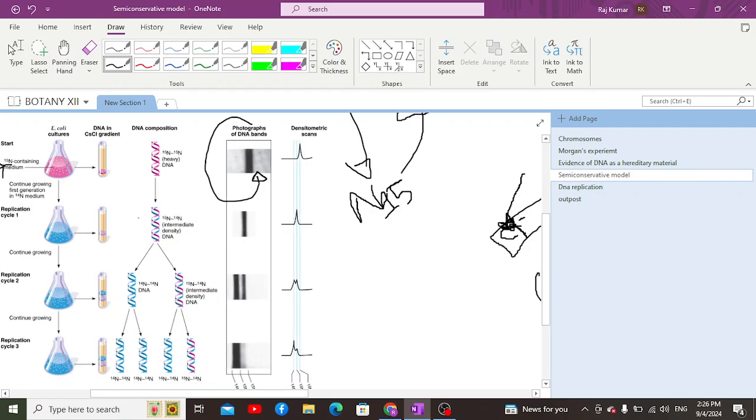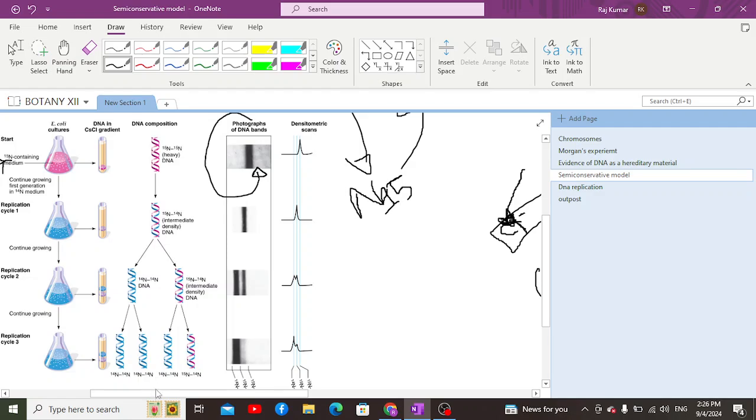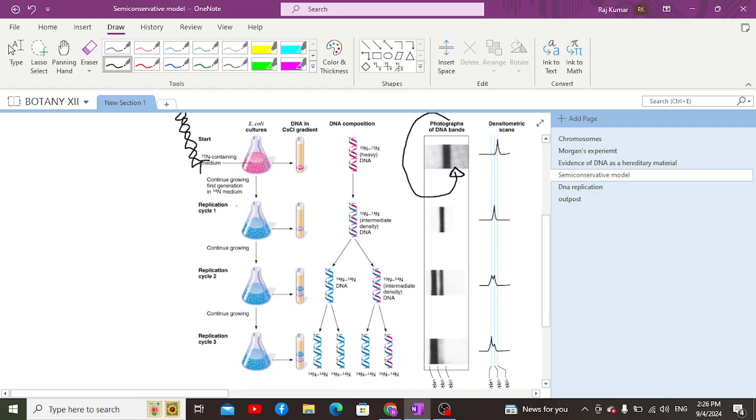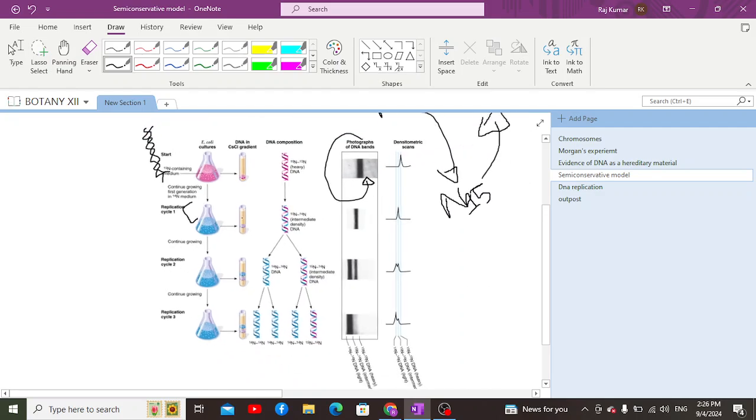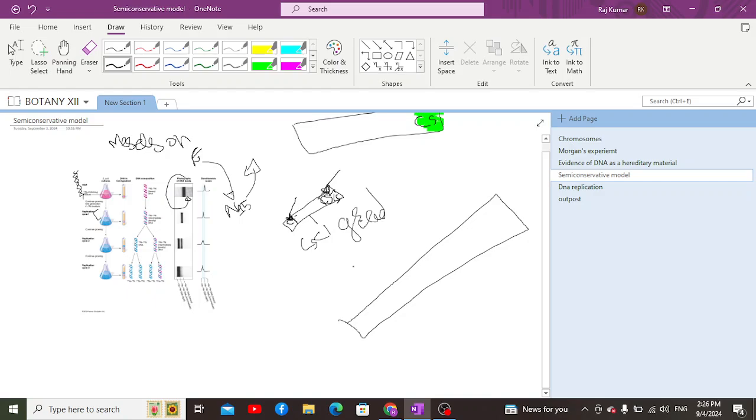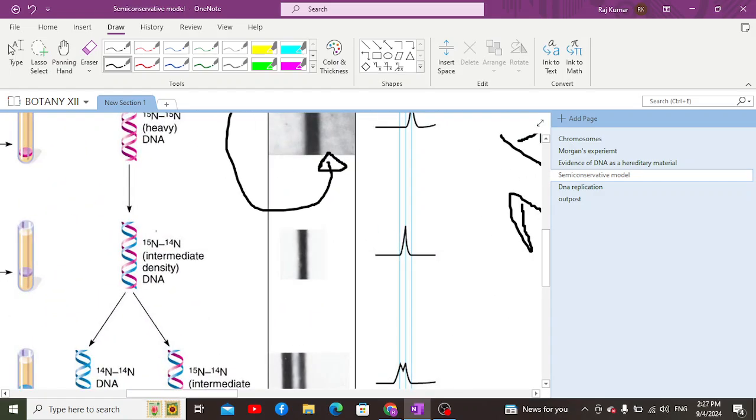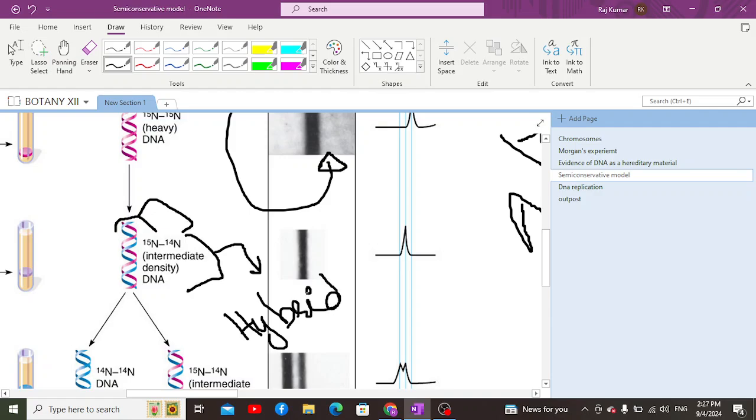In the second experiment, in the second replication cycle, they introduced a normal culture which was having N14 nitrogen in it, due to which the DNA strand which was formed was N15 to N14, which means one strand was N15 nitrogen containing, and the other strand was N14 nitrogen containing. This strand was basically known as intermediate density DNA, or we can also call this a hybrid DNA molecule, which was having a heavy strand as well as a light strand.